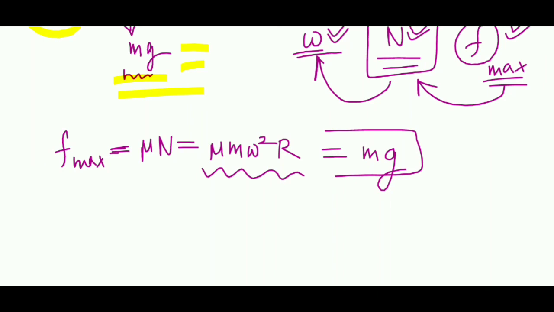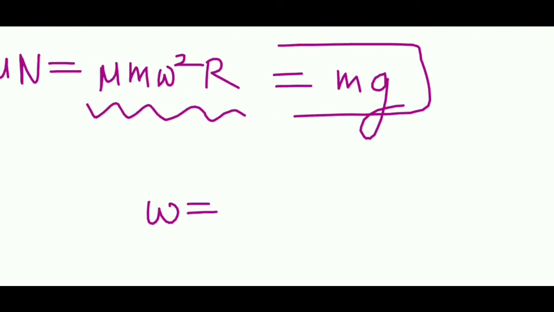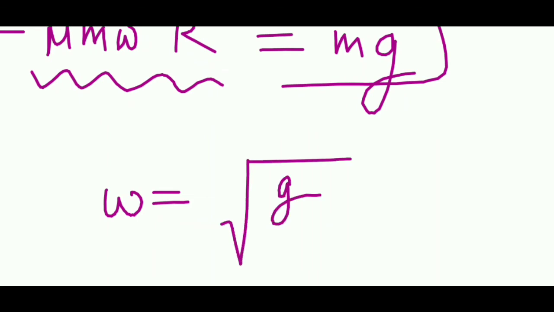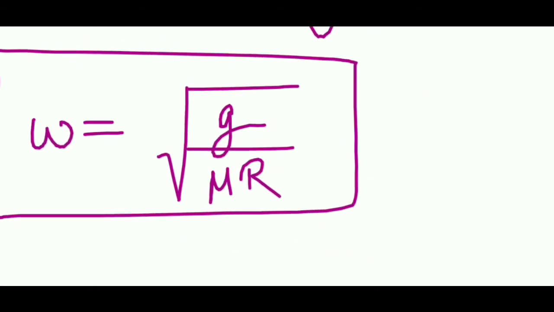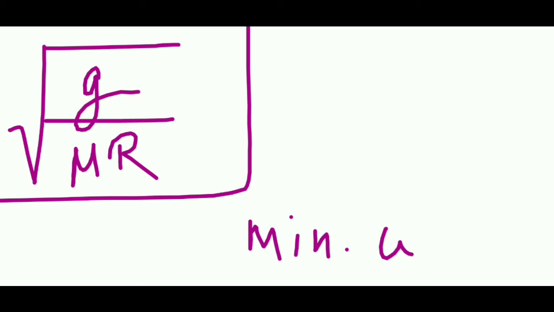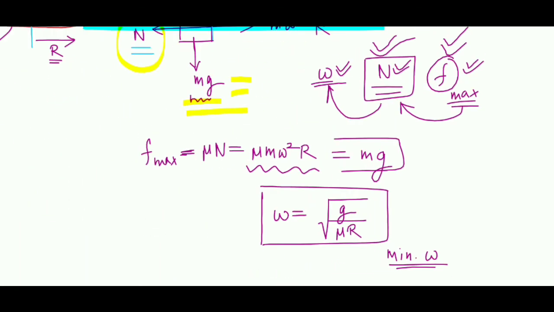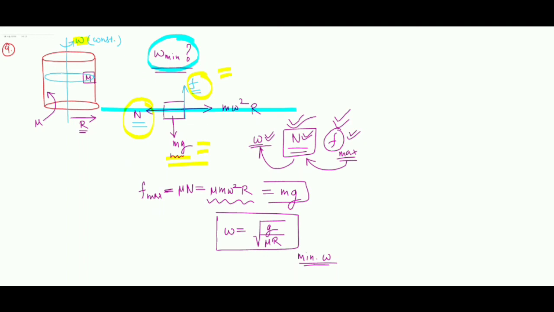So for balancing mg, the value of omega which we will get, with m cancelling, will be under root g divided by mu r. This is the minimum omega for which my block will be balanced over here. If omega is lesser than this, then even the maximum value of friction will not be able to balance mg.